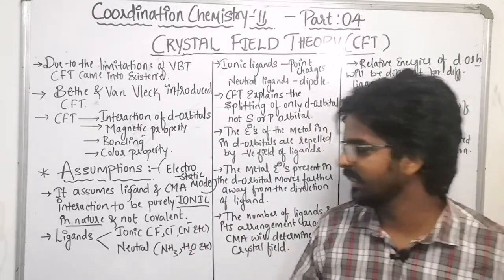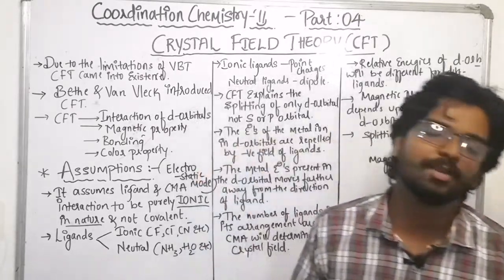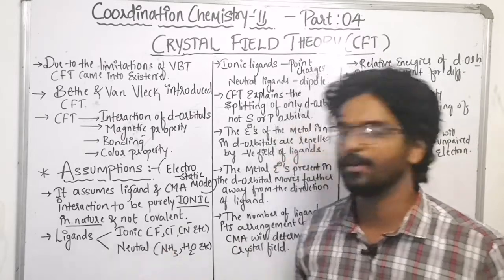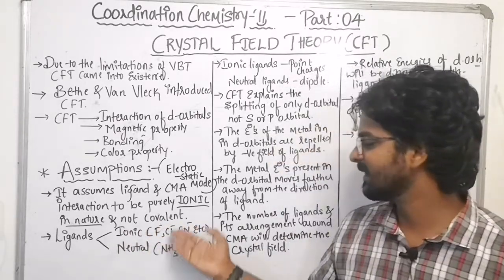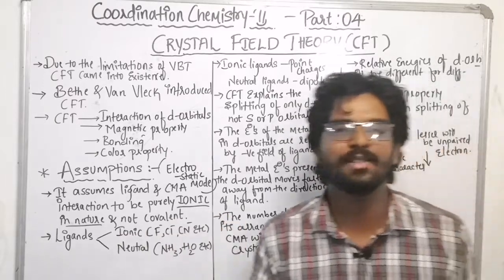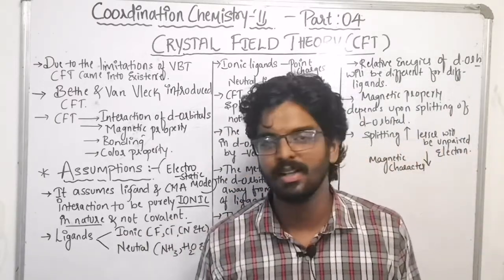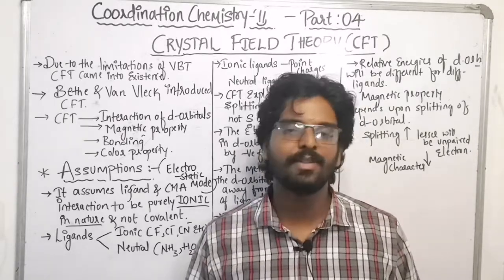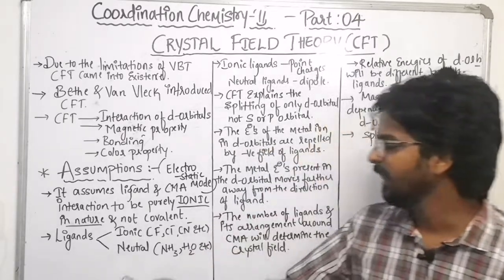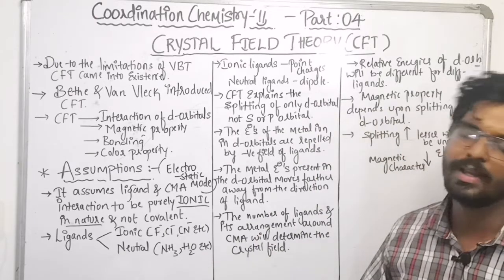So, the ligands are of two types. One is ionic and the second one is neutral in nature. Ionic, for example, F minus, Cl minus, CN minus, or any ligand which has a negative charge over it, is an ionic ligand. That means the anionic ligands. The one which is neutral in nature comes under the neutral ligand, like ammonia, H2O, etc.